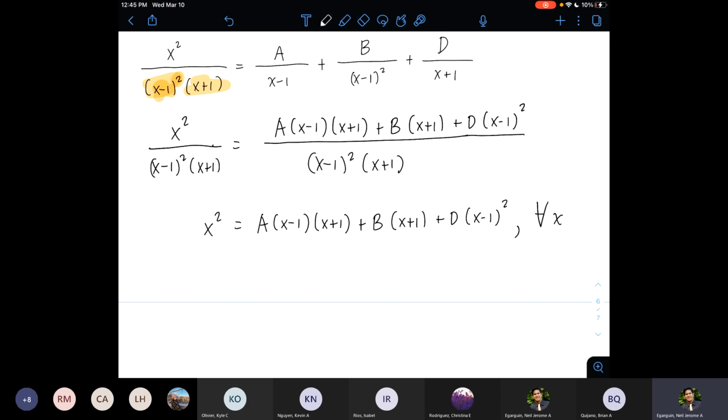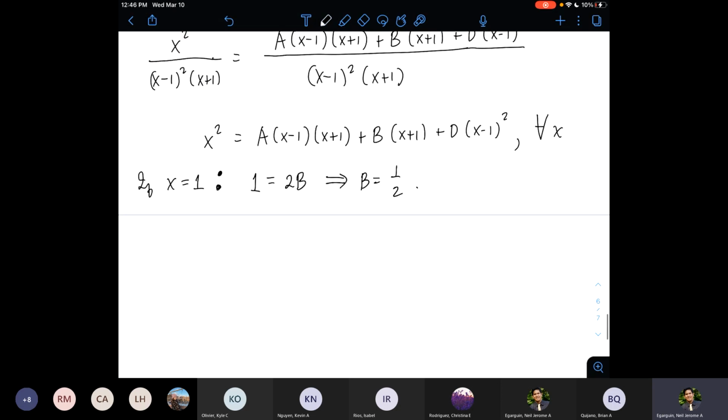Yeah, Kevin, you're correct. We can start by choosing x to be equal to 1. So plug x equals 1 in the entire equation. The left-hand side will be 1. And then the first term will be 0. The second term will be 2b. And then the third term will also be 0. So that gives us the first constant: b is equal to 1/2.